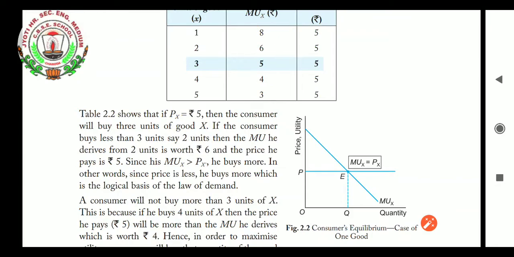Then the person's income again, with prices remaining 5, but the income is more, so he again purchased 6 units of goods, but the unit of consumption is also increasing, and that's why he had marginal utility 6.